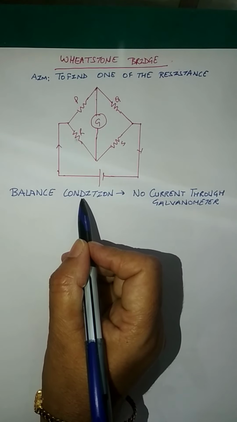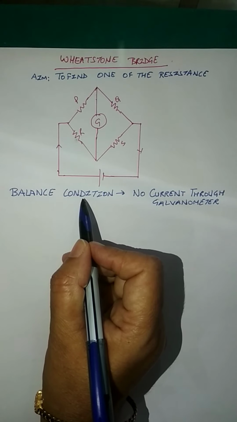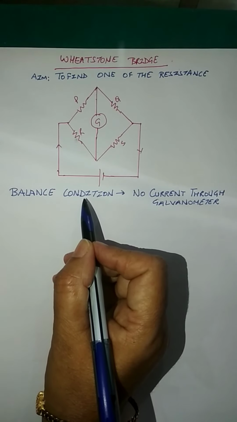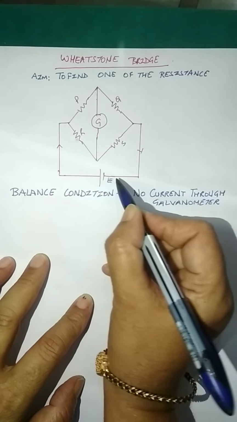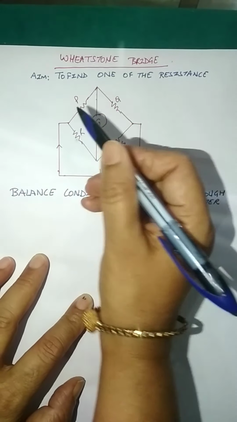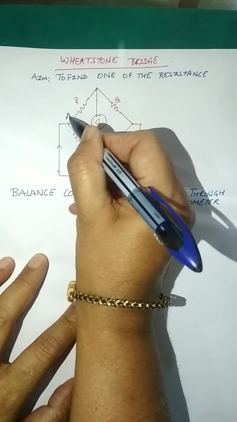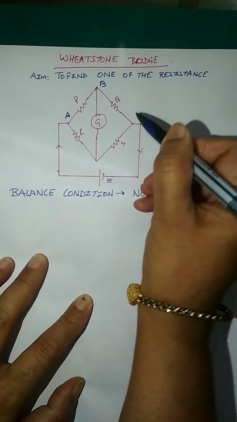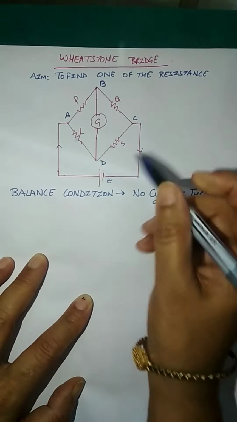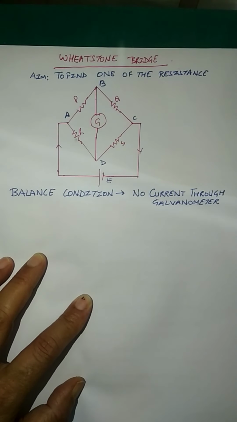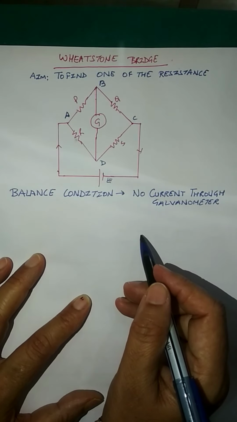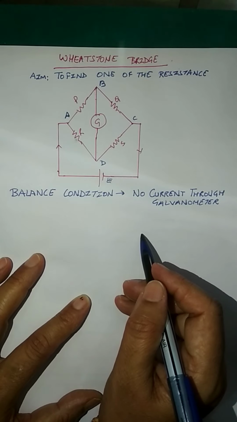Now, as you can see the construction of the Wheatstone bridge, it consists of the 4 resistances P, Q, R, S in the form of a quadrilateral and a battery of EMF E is connected between the points. Say this is my quadrilateral A, B, C, D, and my battery is connected between the arm AC and the galvanometer is connected between the arm BD.